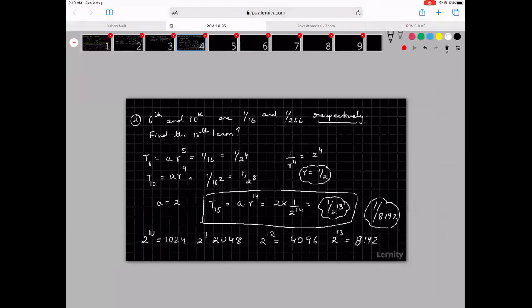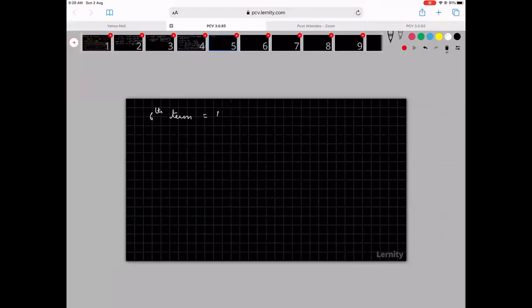See, I have given you that the sixth term is equal to 1 by 16. So sixth term means what? A into R power 5 is equal to 1 by 16. Similarly, 10th term, so A into R power 9 is 1 by 256. So this is 1 by 2 power 4 and this is equal to 1 by 2 power 8.